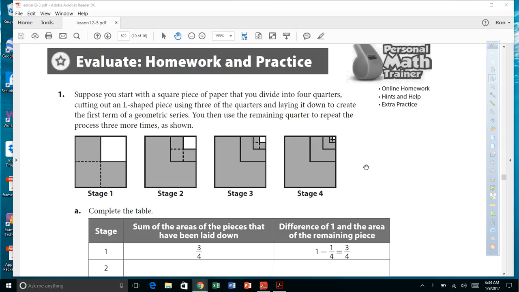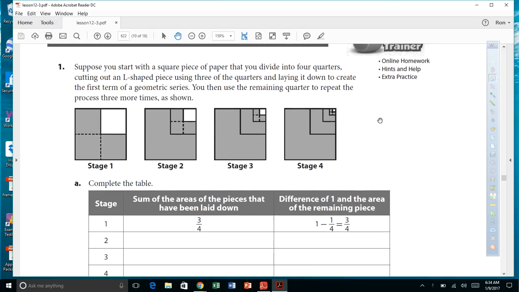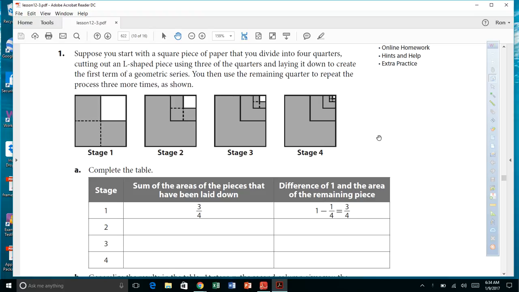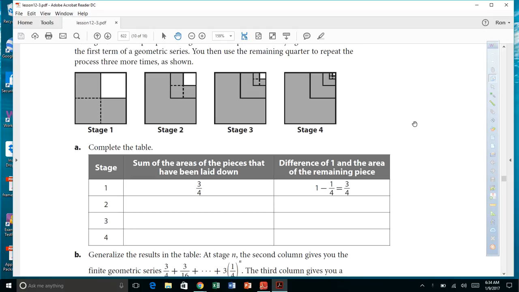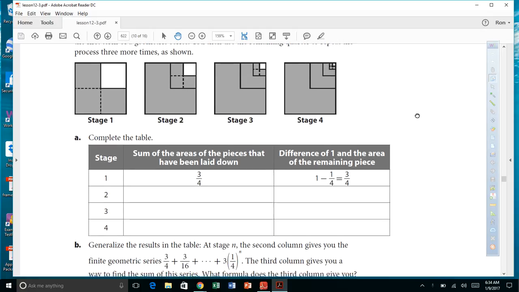Lesson 12-3 homework. Number 1. Suppose you start with a square piece of paper that you divide into 4 quarters, cutting out an L-shaped piece using 3 of the quarters and laying it down to create the first term of a geometric sequence. You then use the remaining quarter to repeat the process 3 more times.